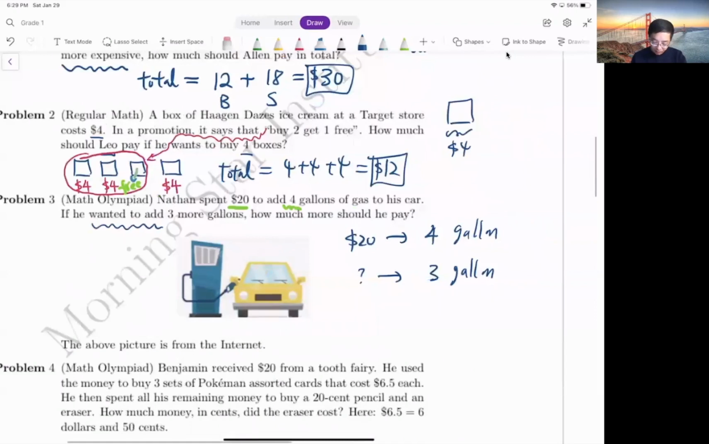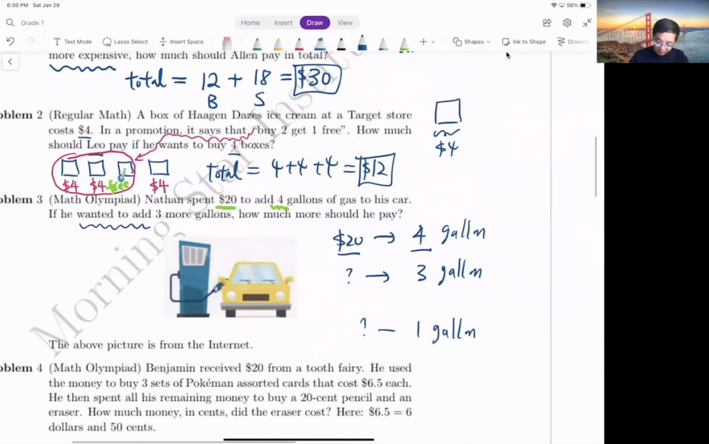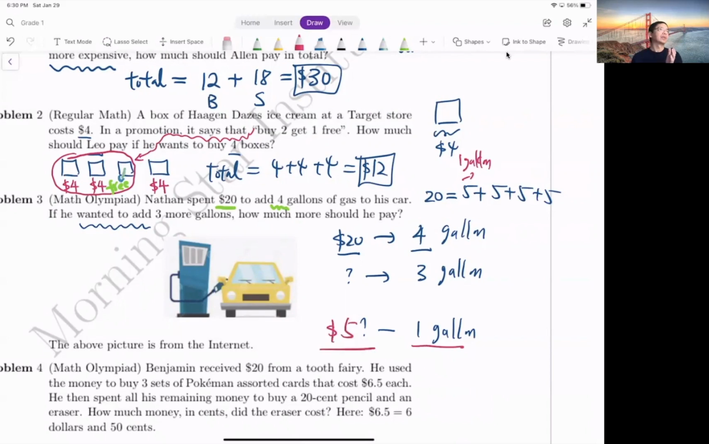When we look at this problem, let's see if I can figure out how much 1 gallon costs. $20 for 4 gallons. That means I need to break 20 into 4 equal pieces. And you see 20 is 5 plus 5 plus 5 plus 5. So then each piece is 1 gallon. So each gallon is how many dollars? It's $5.